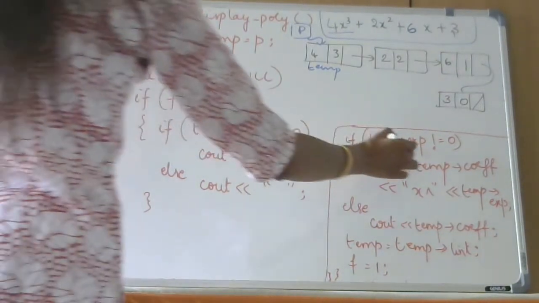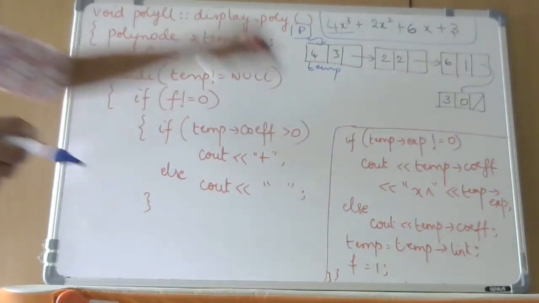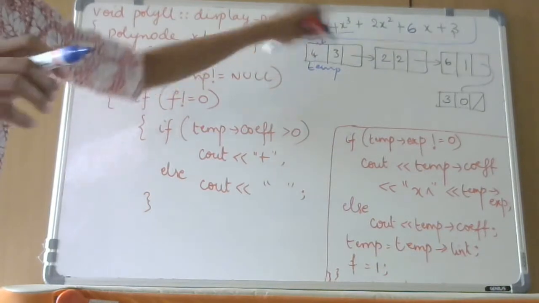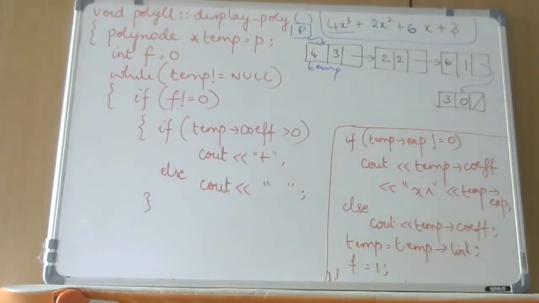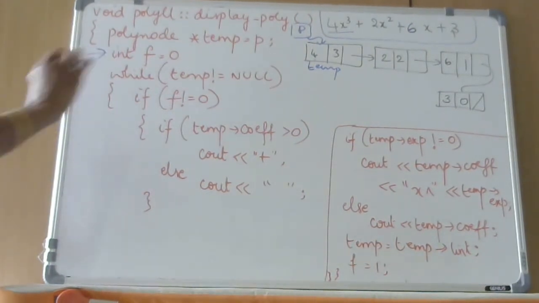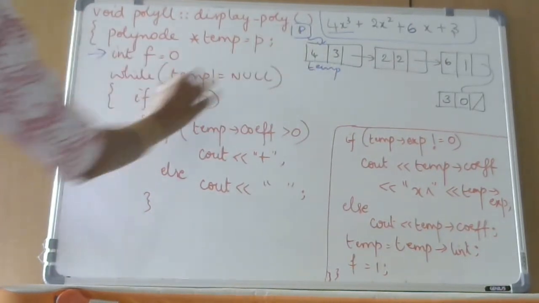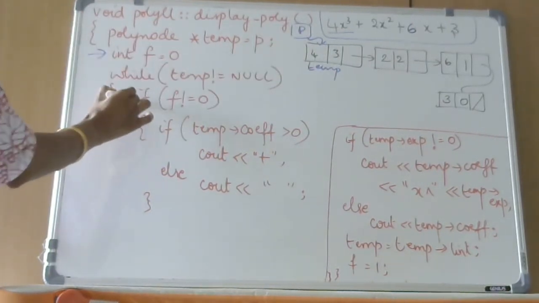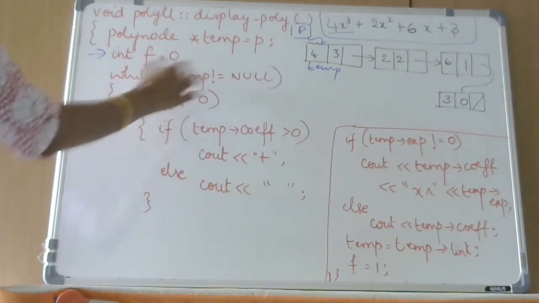And then it will check if temp of exp is not equal to 0. Directly it will come here because we have not displayed even the first node. After we display the first node only, if you observe here, we are making f equal to 1. What I am saying is, here f is 0. Correct? So, now while temp is not equal to null, temp is not null. Then it will come into the while loop. If f is not equal to 0, f is 0, is it not? So, this condition is not satisfied, it will come out.